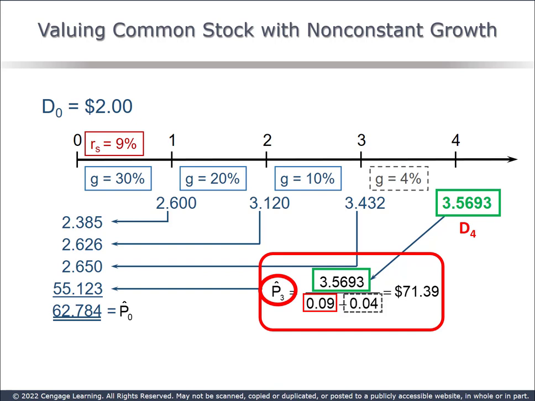Discount each non-constant dividend and the horizon value back to time 0. Sum the discounted values to find the stock price. This method is followed step by step in the video tutorial posted with this lesson.